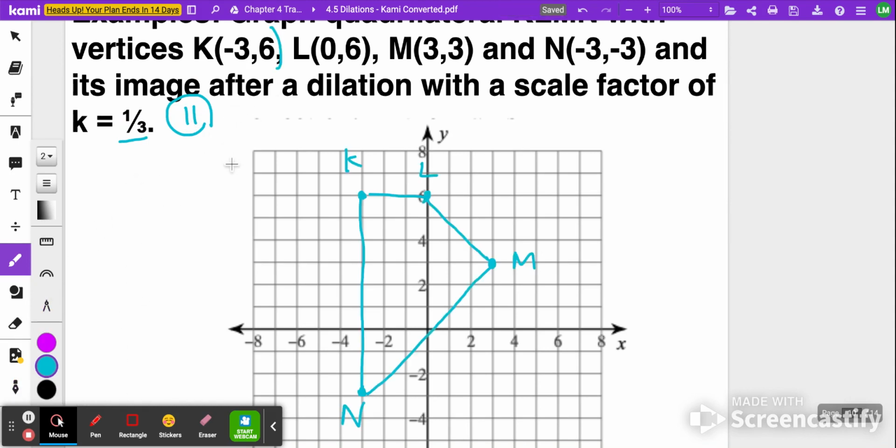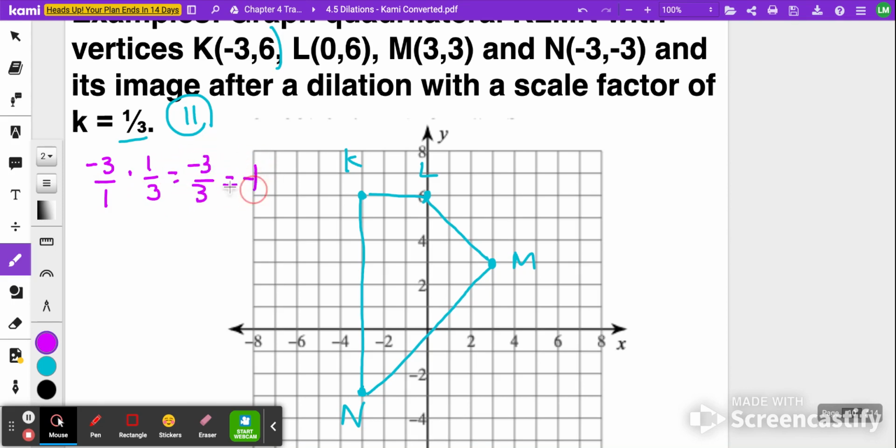The first thing I did was plot our pre-image, so these are all of my original points. The next thing I need to determine is what my new points are going to be after taking the scale factor of 1/3. Taking the scale factor of 1/3 is like taking each point and multiplying it by 1/3. The nice thing about multiplying by 1/3 is it's the same thing as dividing by 3.